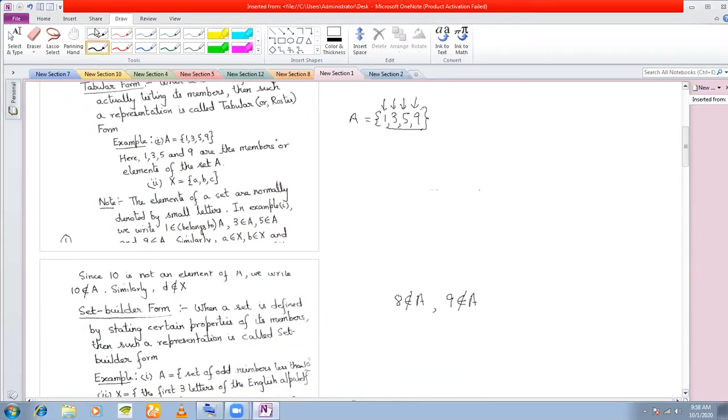Look at the next example I've given you. X is equal to {A, B, C}. This is in tabular form because each and every element is given in the set: A, B, and C. Each and every element is there in the set. So therefore, this is in tabular form.